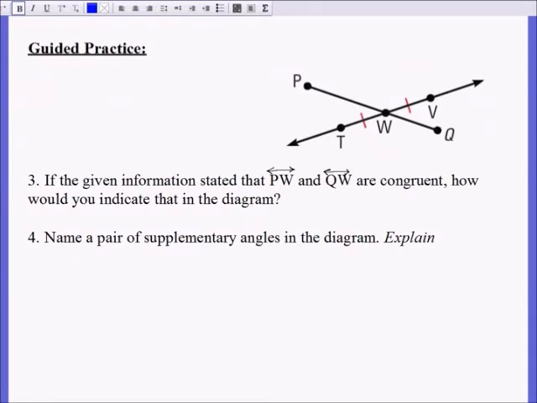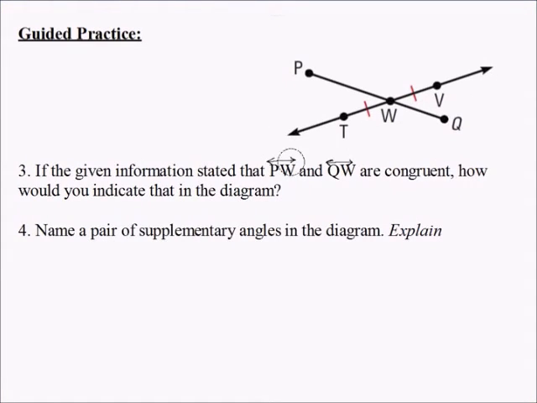Guided practice 3. So, if the given information stated that line PW, and that should be line segment, let's go ahead and say that. So, I got line segment QW and I got line segment PW. Okay, so if we say that line segment PW and line segment QW are congruent, how would you indicate that in the diagram?